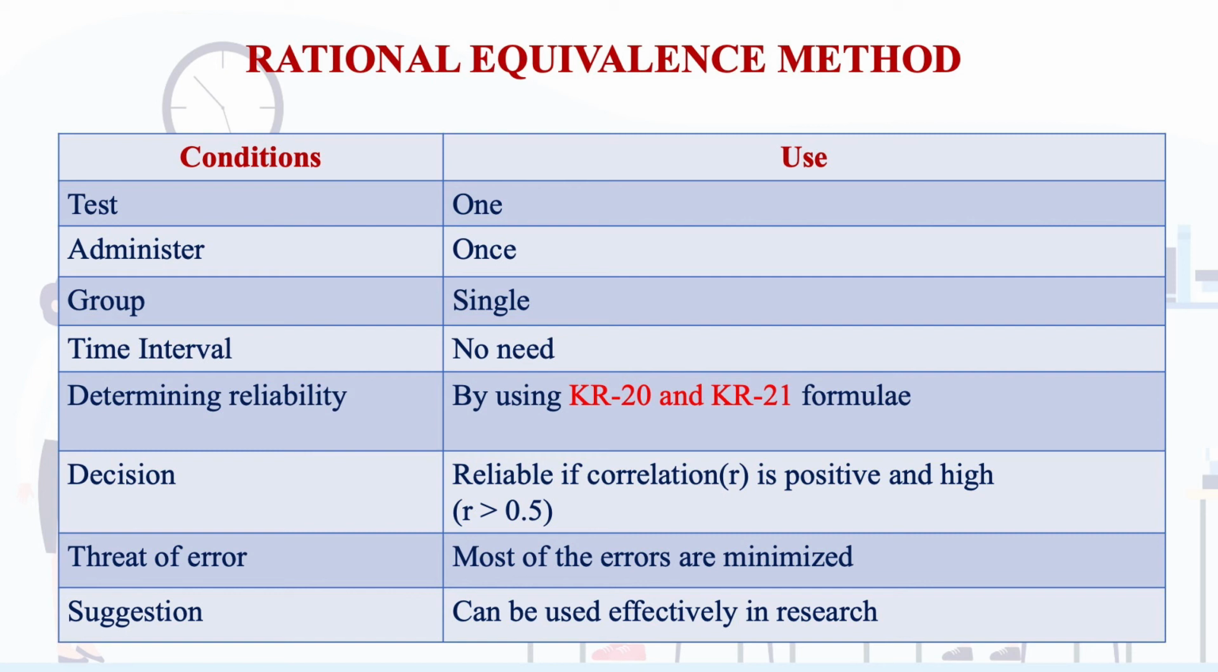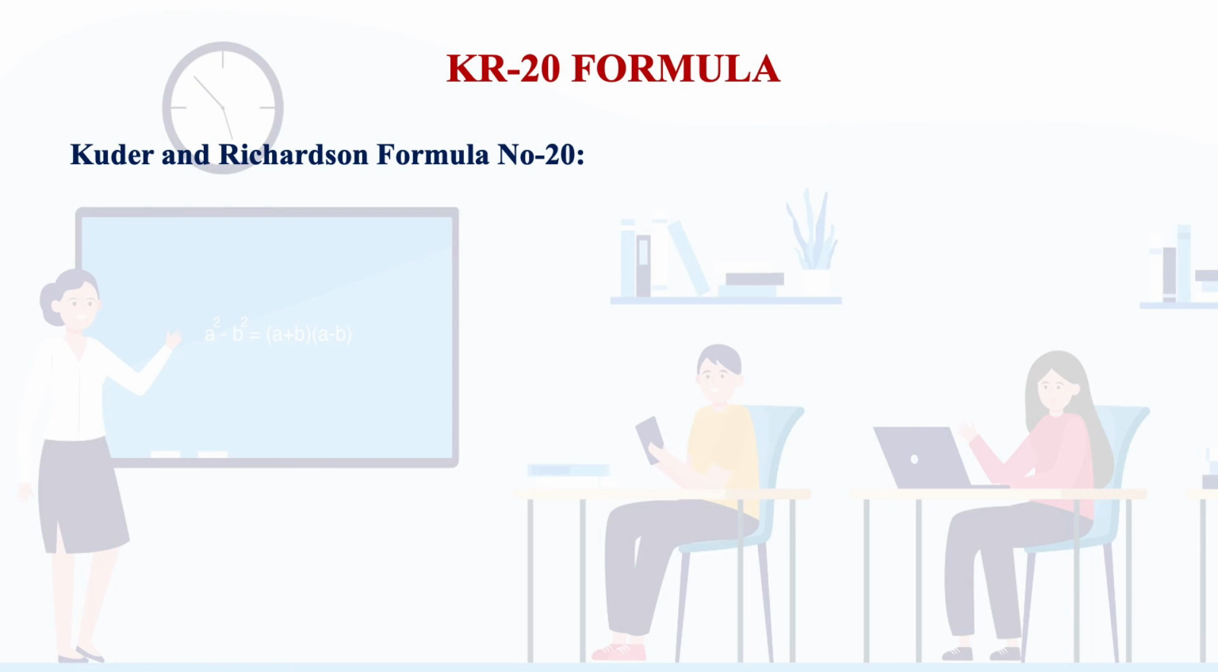Now next let us try to understand these two formulas. So Kuder and Richardson formula number 20, that's called the KR20 formula. So here you see the formula is R, R means reliability coefficient, is equal to n upon n minus 1. So n is here the number of items in the test, okay. If the number of items is 50, so here 50 upon 50 minus 1. If the number of items is 100, then here 100 upon 100 minus 1. Then into the square of the standard deviation minus summation of PQ, upon the square of the standard deviation.